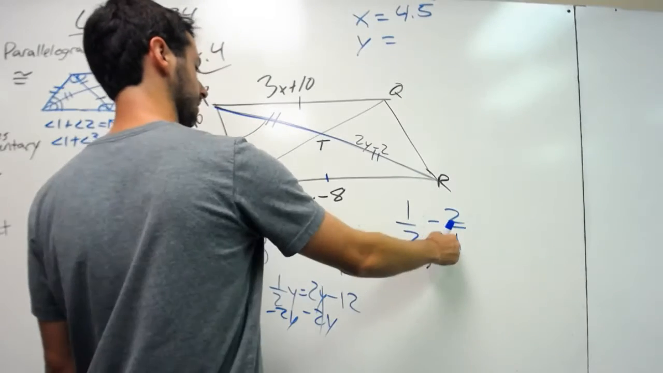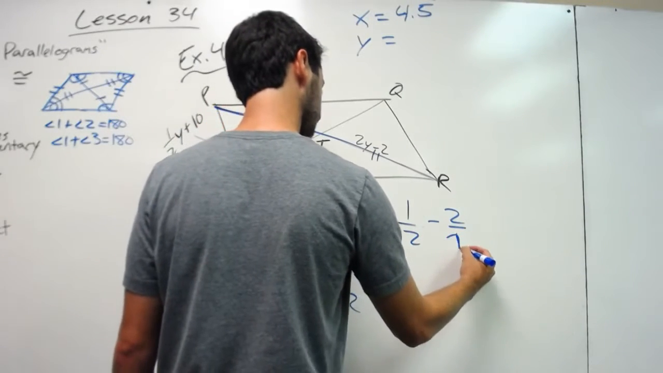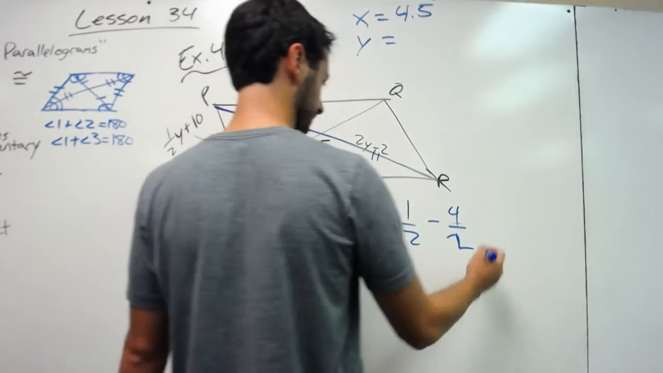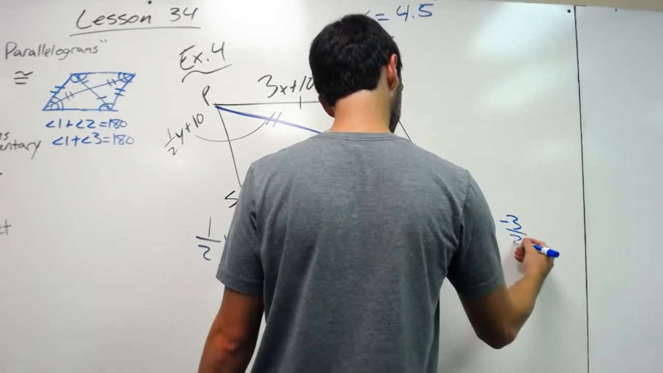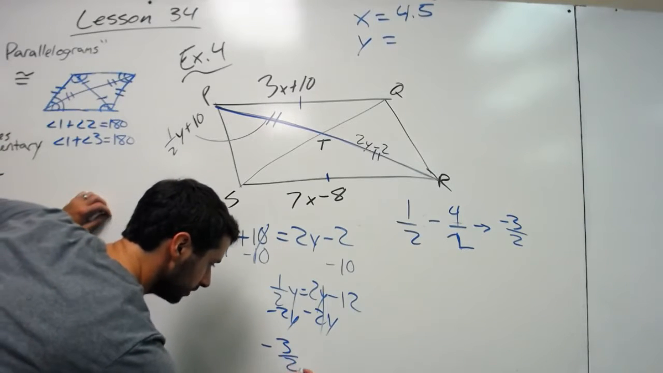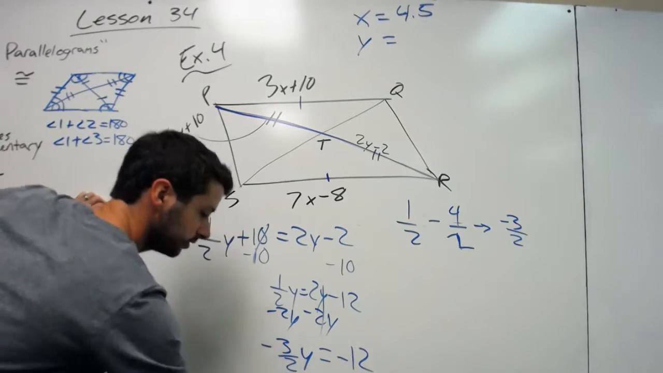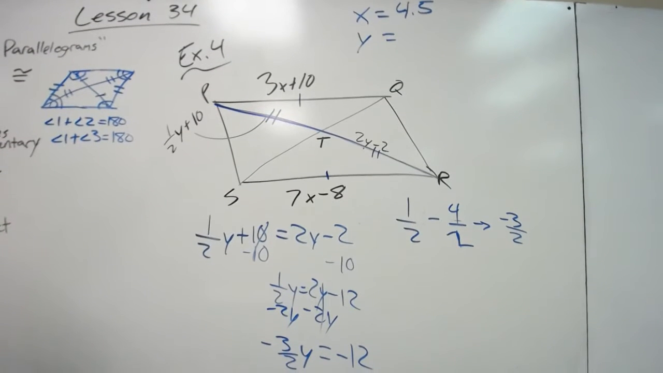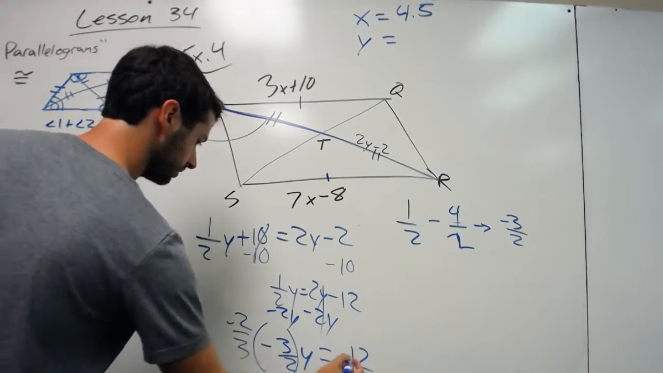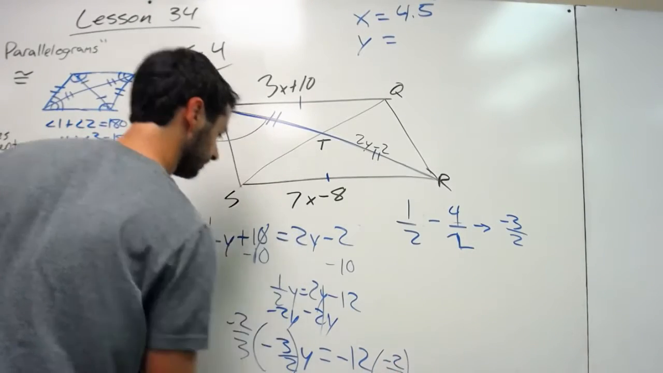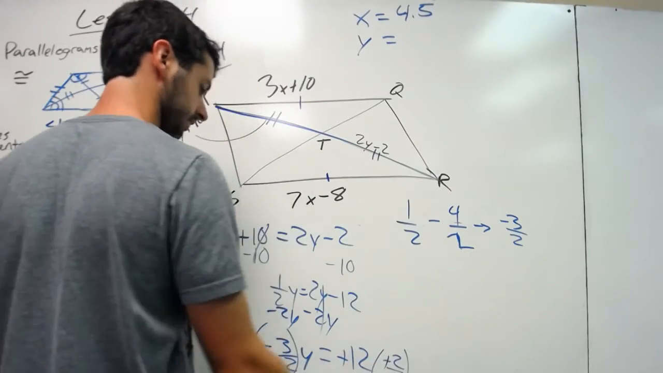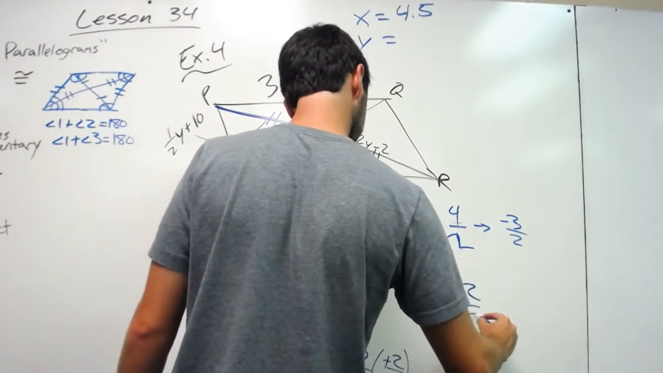So we've got to get a common denominator, multiply by 2, and we get 4 over 2. 1 minus 4, negative 3 over 2. So now we can say negative 3 over 2 y equals negative 12. From that point, we have to multiply by the reciprocal, negative 2/3, negative 2/3. So negatives and negatives cancel to make a positive. And we do 12 times 2 over 3.